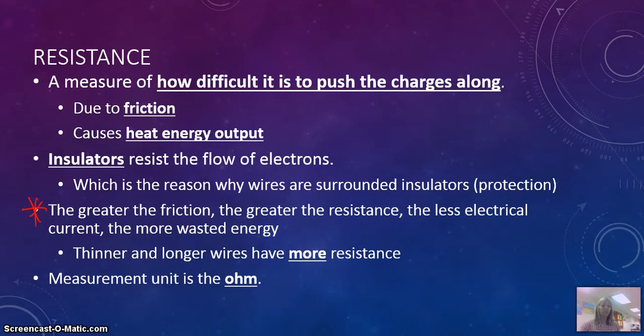Now, speaking of wires and whether they allow electrons to flow easily or not, two things also affect the flow of electrons. If a wire is thinner, electrons will not flow through it as easily. And if a wire is longer, it will not flow as easily. Both of those create more resistance and allow fewer electrons to flow in a given time. Now, the measurement unit for resistance is the ohm, okay? And we will be talking a little bit about Ohm's law as we get deeper into creating circuits.